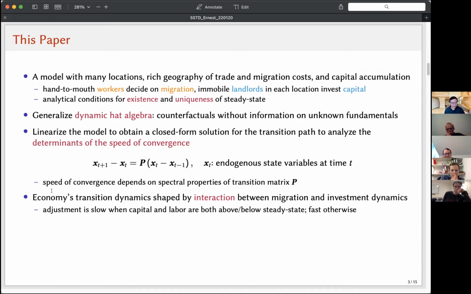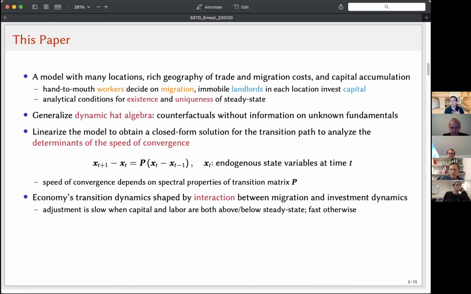So we're going to show that the economy's transitional dynamics is shaped by an interaction between migration and investment dynamics. In particular, the adjustment of the economy towards steady state is slow if the gap between capital and its steady state level and labor and its steady state level, if those capital and labor gaps are positively correlated across locations, then the convergence will be slow. Conversely, if the capital and labor gaps relative to steady states are negatively correlated across locations, convergence will be fast. Why is that?